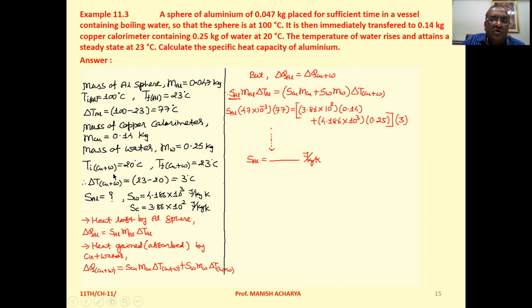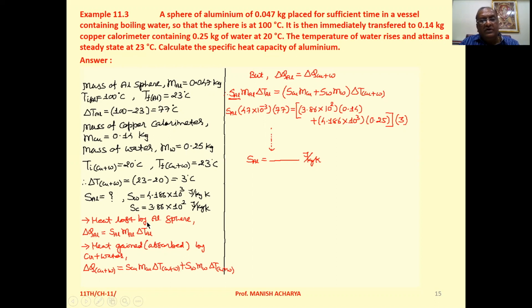Now initial temperature of the system made by copper and water, that is 20 degrees Celsius. Final temperature of the system, meaning copper plus water, that is 23 degrees Celsius. So increase in the temperature of copper plus water, that is 23 minus 20, that is 3 degrees Celsius. Specific heat capacity of aluminium that we want to calculate, specific heat capacity of water, and specific heat capacity of copper that we have to take from the table are constants.